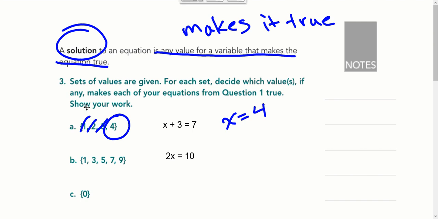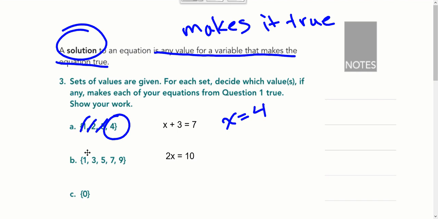So here I'm asked to look at this set of values, okay, just a list. That's what these braces mean. That's a list. And I need to figure out which one of these makes it true. So 1 would not make this true because 1 plus 3 does not equal 7. 2 does not make it true because 2 plus 3 is 5, not 7. 3 plus 3 is 6, which is not 7. But 4 works. 4 plus 3 equals 7. So my solution to this is 4. It's the only one that's possible. X equals 4.